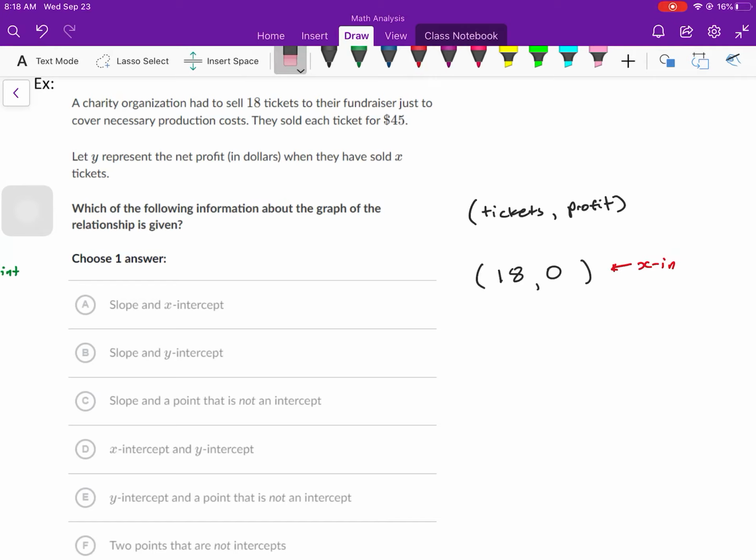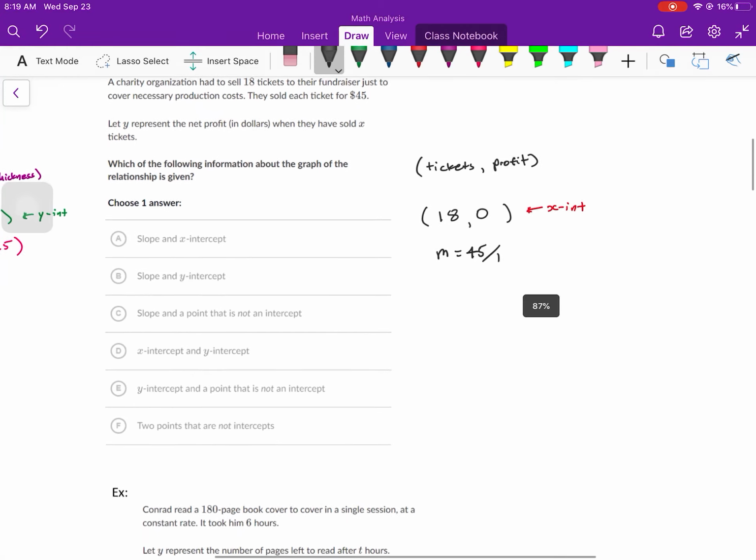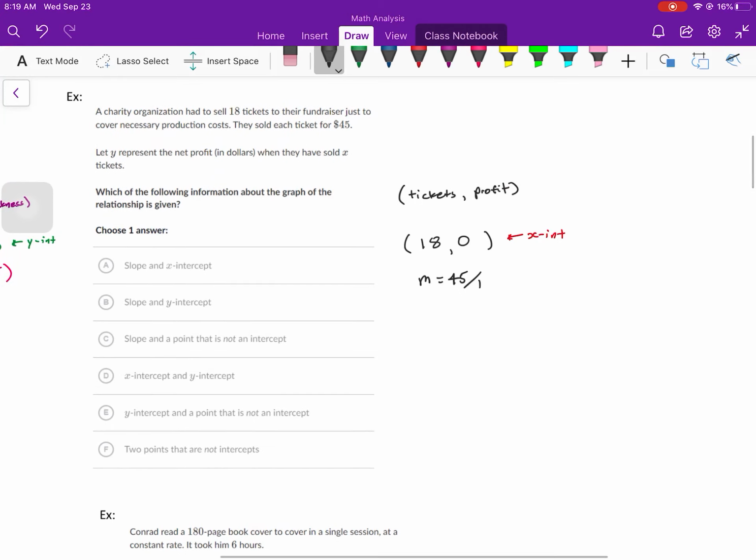Just covering your costs means you don't have profit, right? So no profit means 18 tickets were sold. That's what this is telling me right here. Then they sold each ticket for $45. That's a rate. It's $45 per one ticket, right? That's your slope, 45 for every one ticket. So this is the x-intercept and the slope.